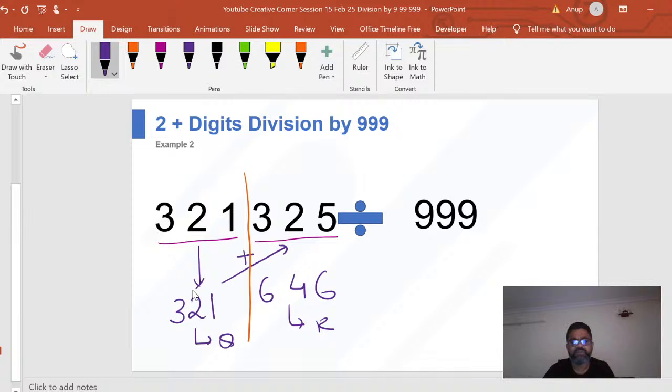Last example here, 3 to 1. You bring 3 to 1 down, add 3 to 1 to 325, you get a 6, 4, 6, right? So this is your remainder and this is your quotient.